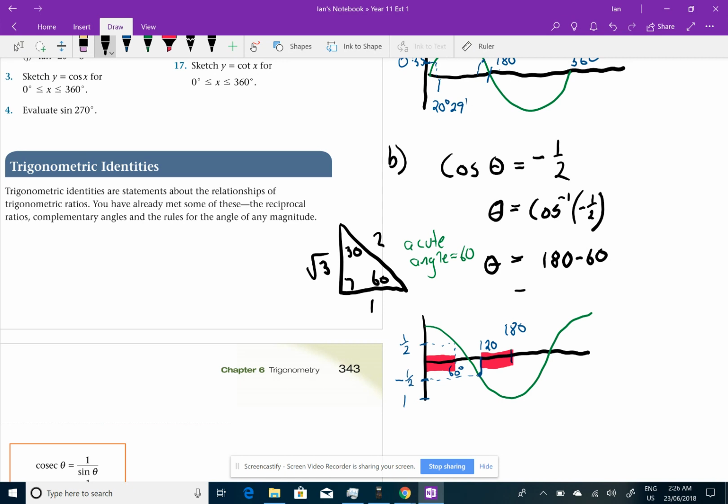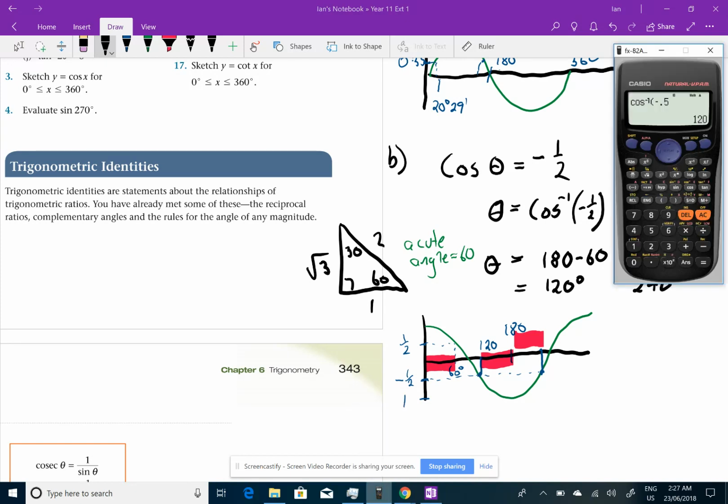And that's what my calculator told me. So I get my 120. But look, there's another one. Here it is. Now, where is that? Well, the cos curve, like the sine curve, is symmetrical. So it's the same distance here. So it's 60 more than 180. That's why finding that acute angle is important. So it's 180 plus 60, which gives us 240.